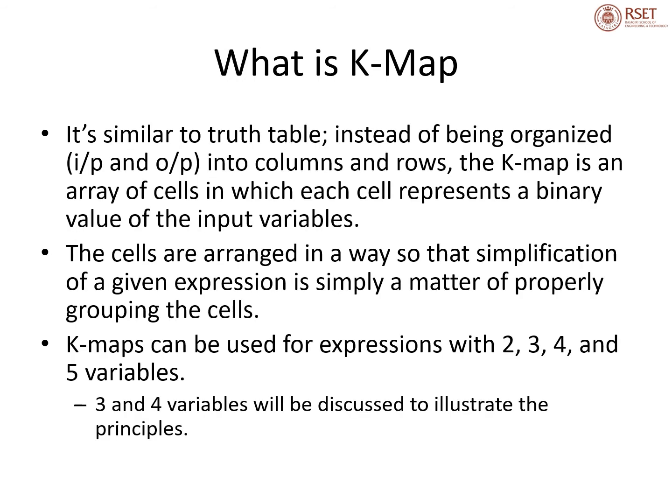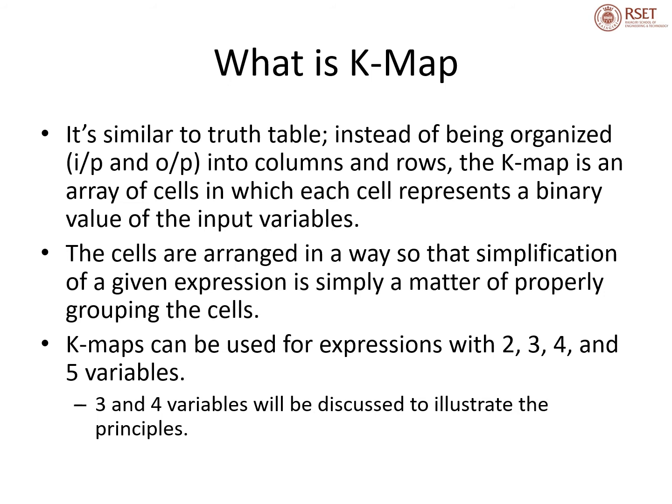Now it is similar to the truth table. Instead of being organized into columns and rows, the K-map is an array of cells in which each cell represents a binary value of the input variables. These cells are arranged in a way so that simplification of a given expression is simply a matter of grouping the cells.